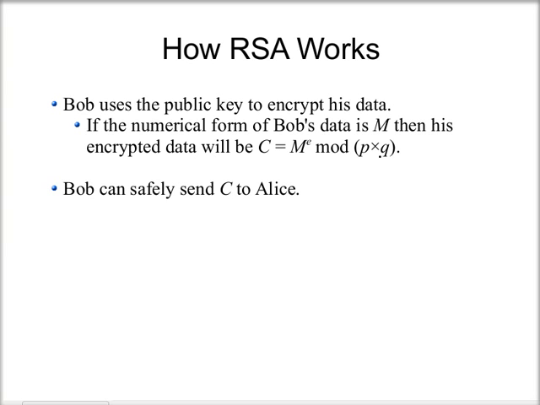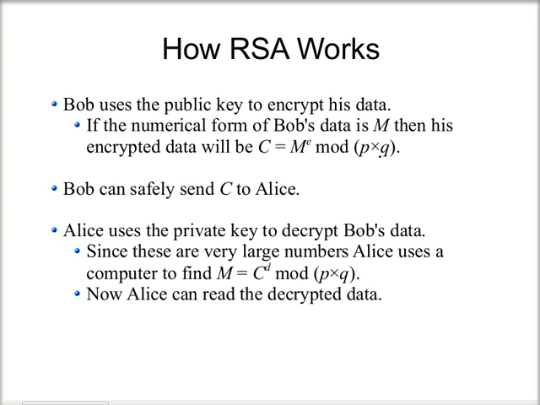It's encrypted. And then Alice can use the private key to decrypt Bob's data. Since these are very large numbers, Alice is going to use a computer to find Bob's original data M, which is going to be equal to C to the power D mod P times Q. And now Alice can read the decrypted data. So again, this is based on using modular arithmetic and large prime numbers.